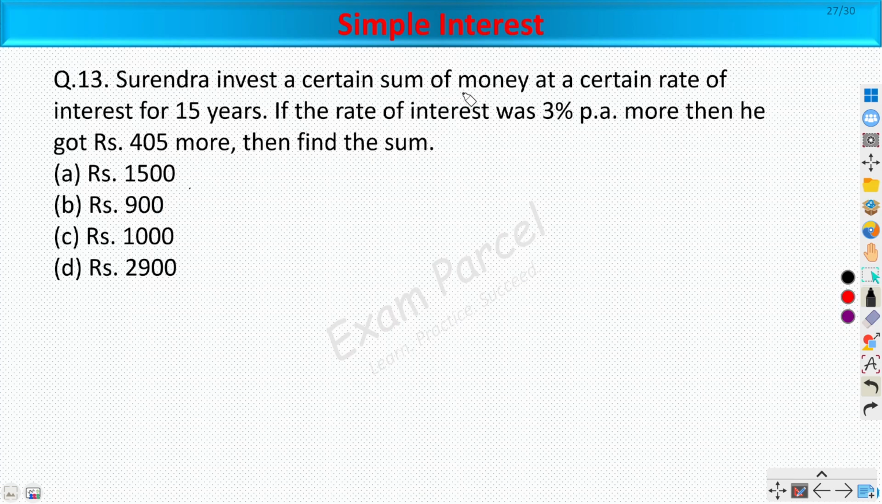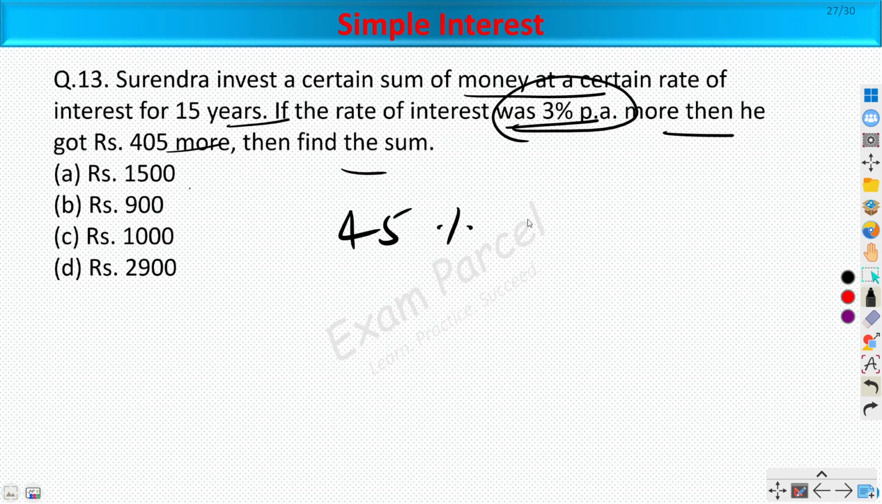Surendra invests a certain sum of money at a certain rate of interest for 15 years. If the rate of interest was 3% per annum more, then he got 405 more. Then find the sum. Again, a similar question, very easy. See, in 1 year 3% more, so in 15 years 45% more, and that value is given as 405. Find the sum. So you want 100% value.